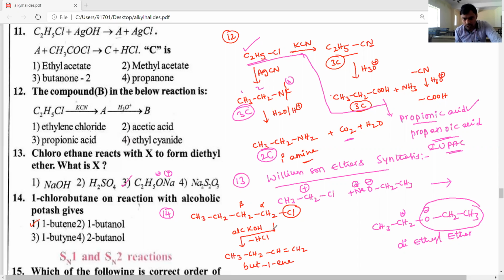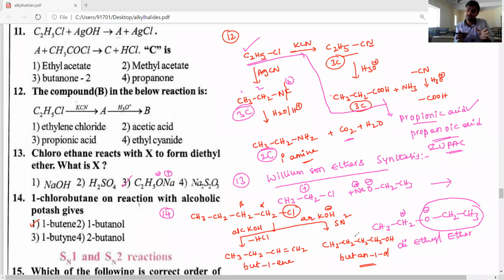Now let's see one more important thing: instead of alcoholic KOH, aqueous KOH is used. Aqueous KOH means it undergoes the SN2 mechanism. Then the product is CH3-CH2-CH2-CH2-OH, which means butan-1-ol, or 1-butanol, is the product.